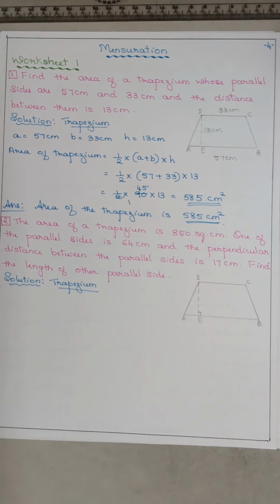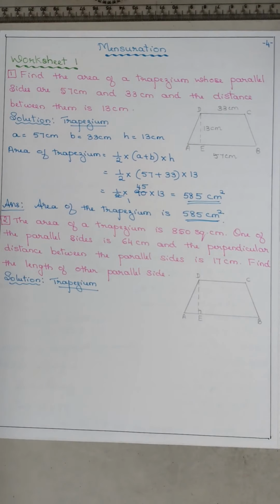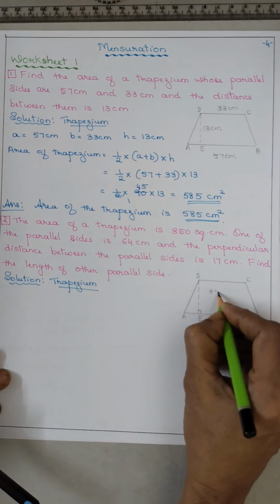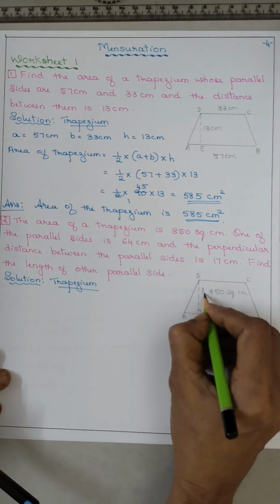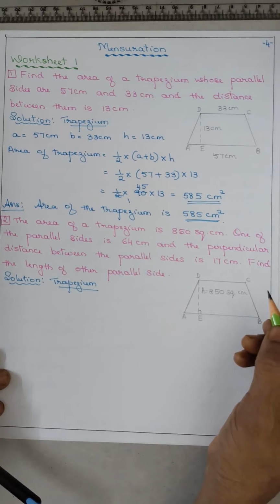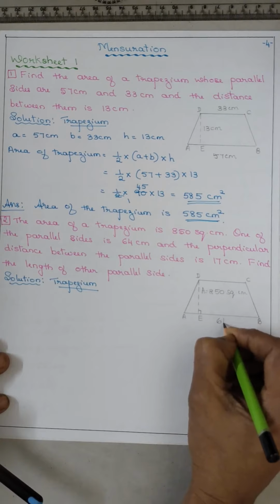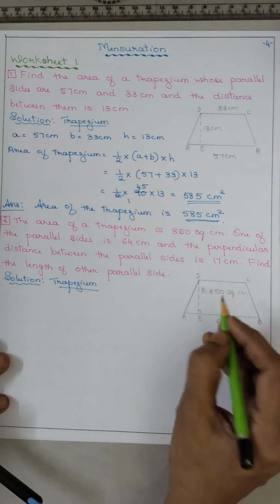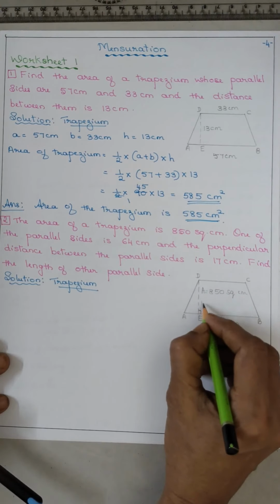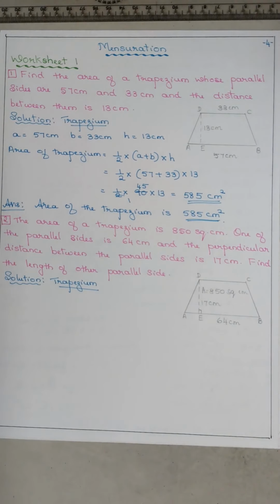Now coming to the second sum, the area of a trapezium is given. Area is given 850 centimeter square. So you will write 850 square centimeter, that is area. Now two parallel sides, only one is given. Let it be A is equal to 64 centimeter. The distance between the parallel sides means H is equal to 17 centimeter. Find the other parallel side.